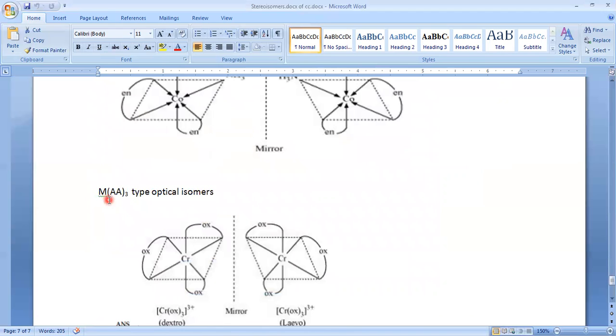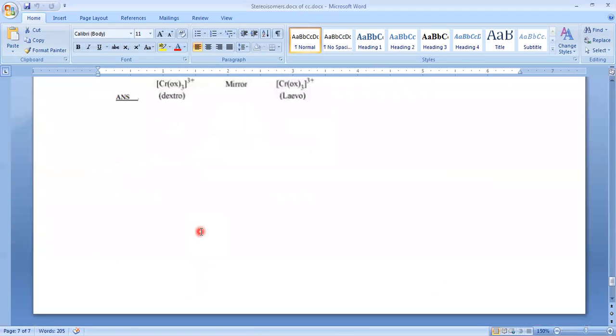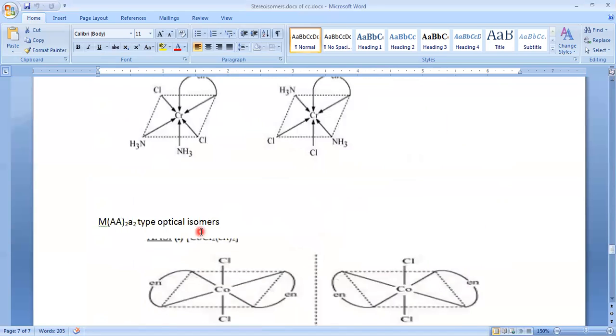And next one is MAA3. Here this complex compound consists of all bidentate ligands. We don't have any monodentate ligand, and all are symmetrical bidentate ligands. So it is optically active. Okay, so this is about optical isomerism.